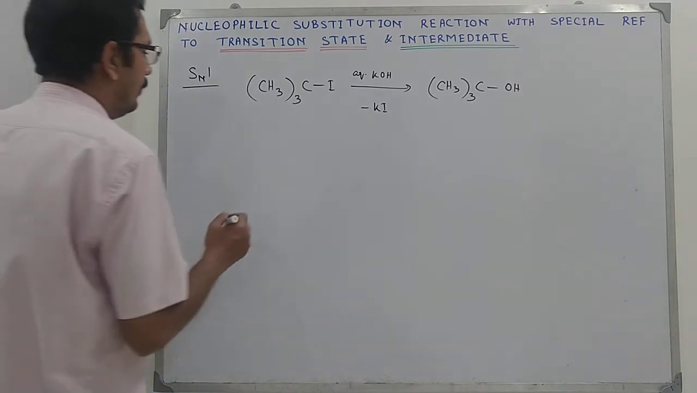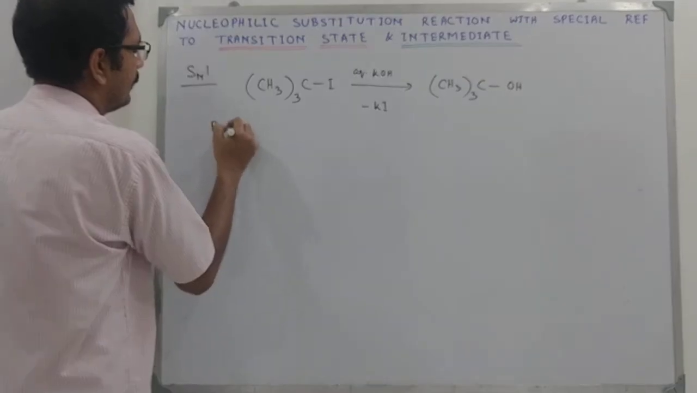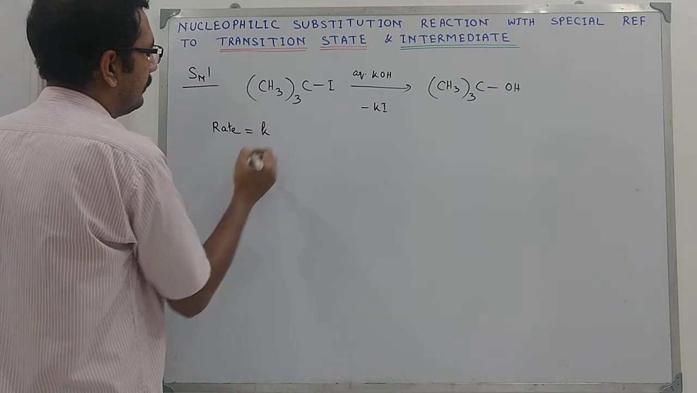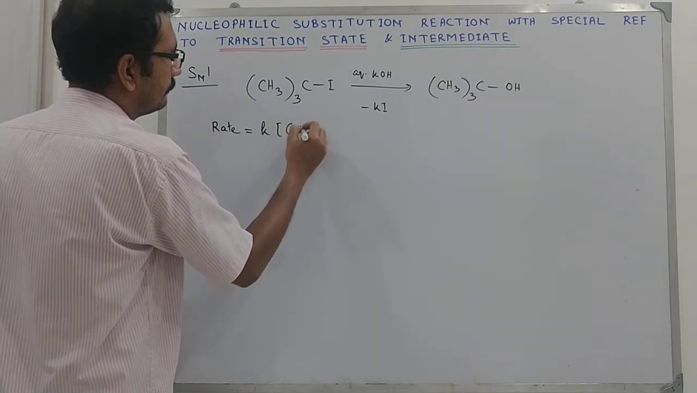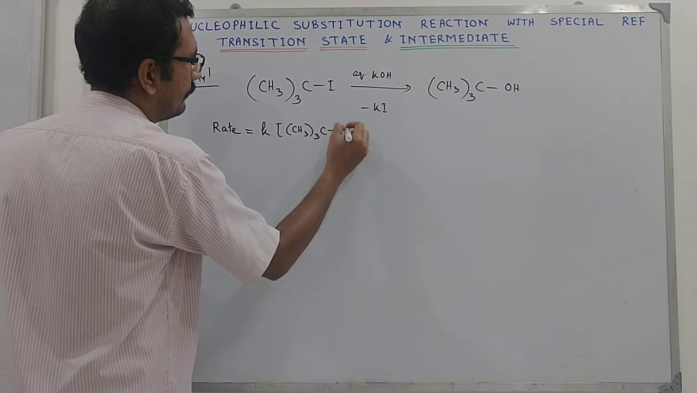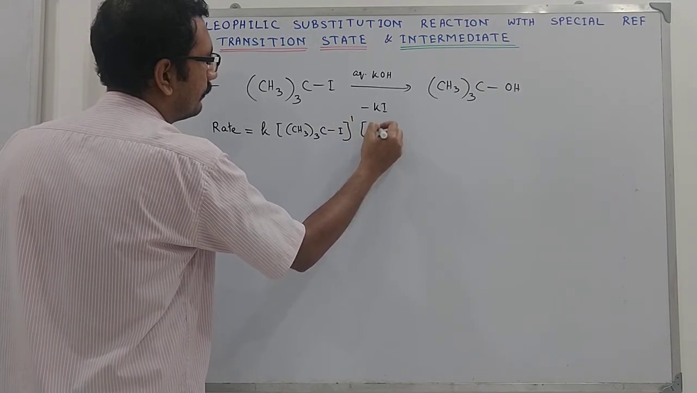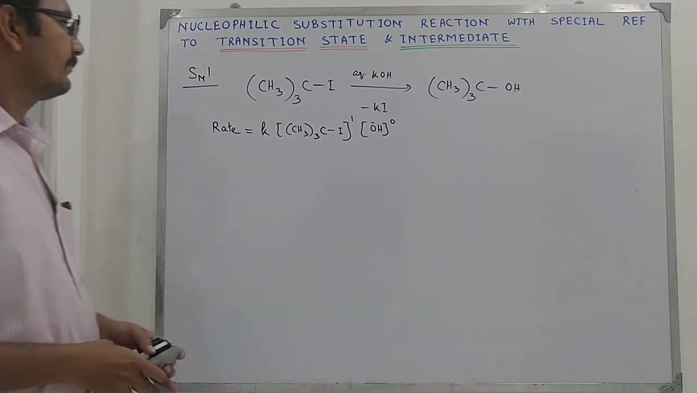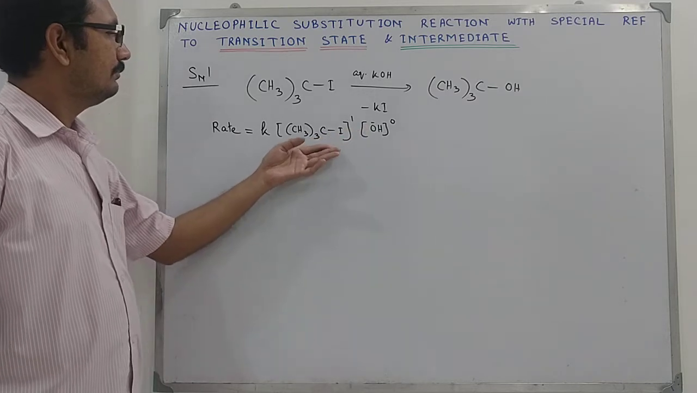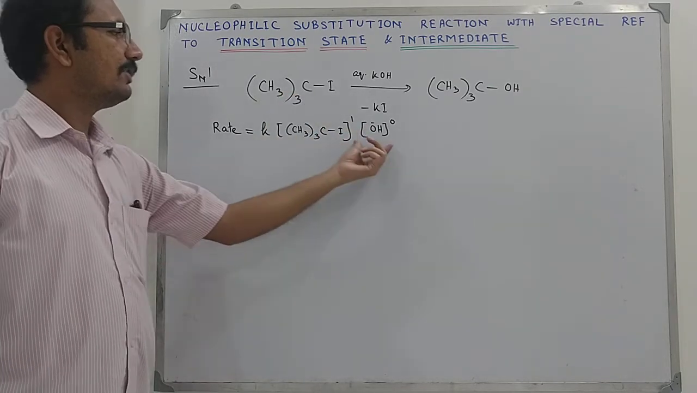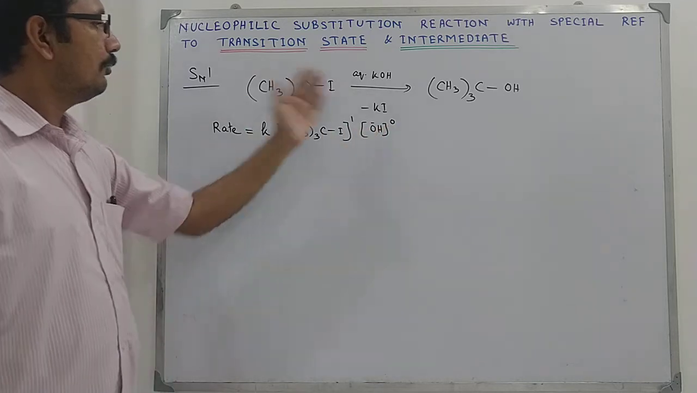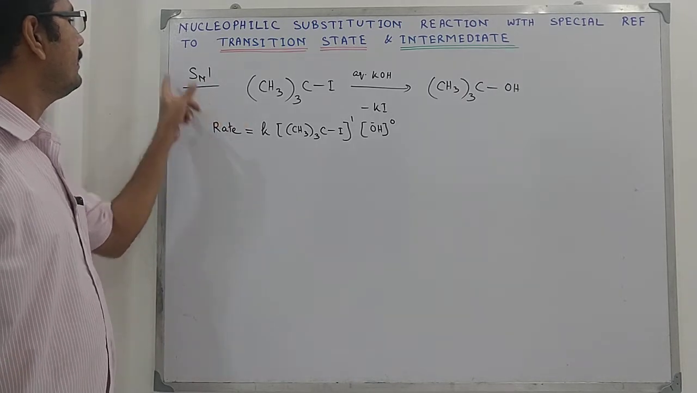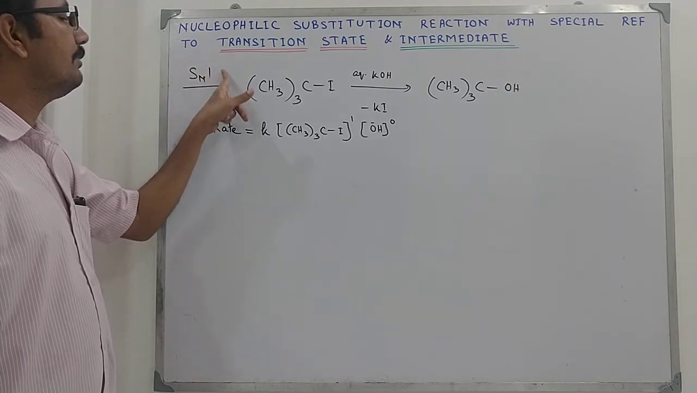Now when we study the kinetics of this reaction, we get this one. So the rate of the reaction is first order with respect to this tertiary butyl iodide and zero order with respect to OH minus. Hence, the overall order of the reaction is first order. Hence, the name comes here: substitution nucleophilic unimolecular.